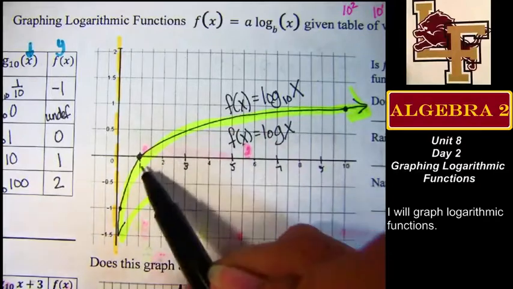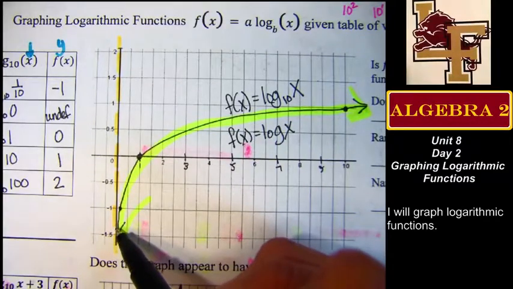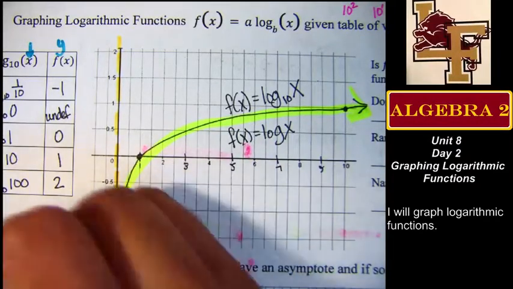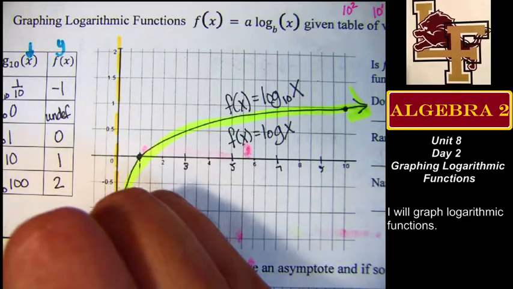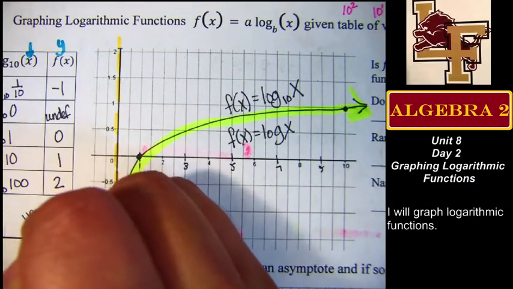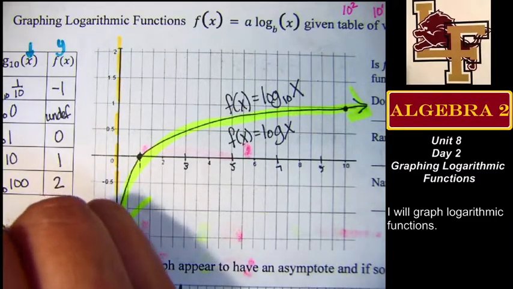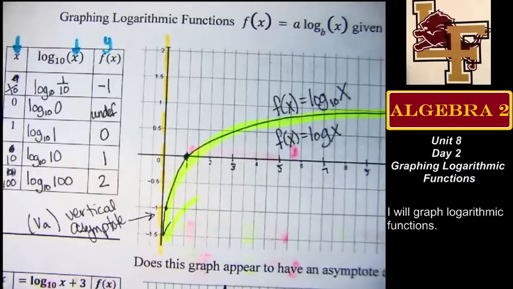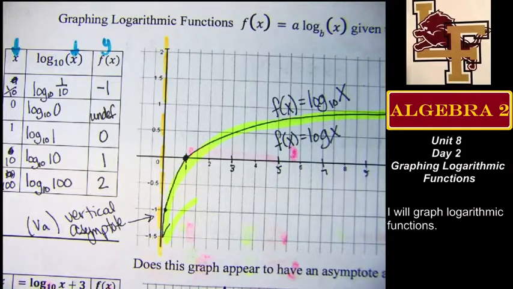I'm getting closer and closer to it, but I'm not touching it. It's an asymptote. What kind? Horizontal or vertical? Vertical. Which we now shall henceforth write as VA. You may see that on your assignment. VA, reading vertical asymptote.